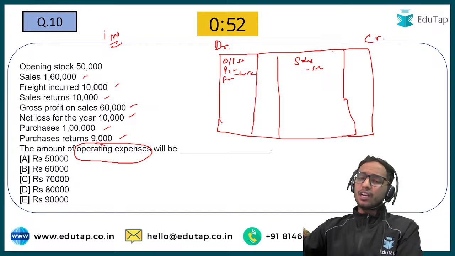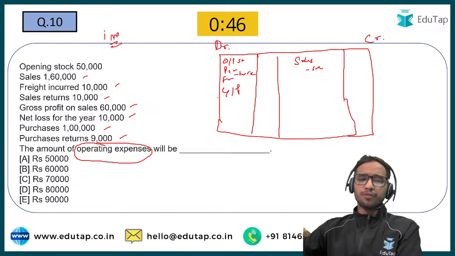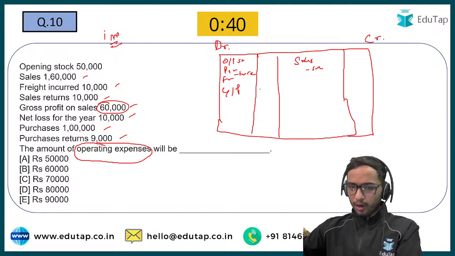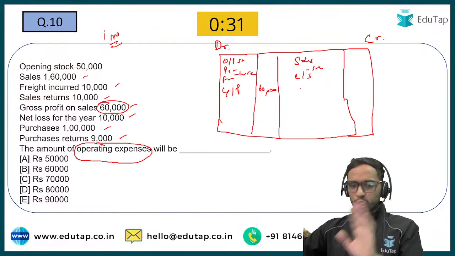Now, if your income is more and your expenses are less, then you are going to have gross profit, right? And this gross profit on sales is directly given to you as 60,000, isn't it? Now you are going to write your 60,000 here, okay? And you also have closing stock here, right? That's how you calculate the gross profit.